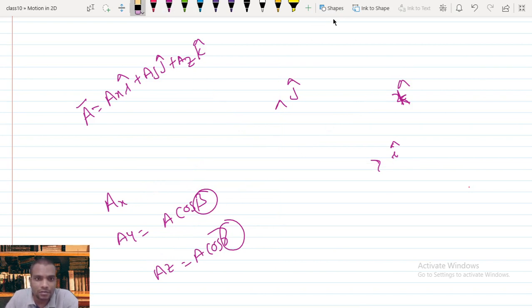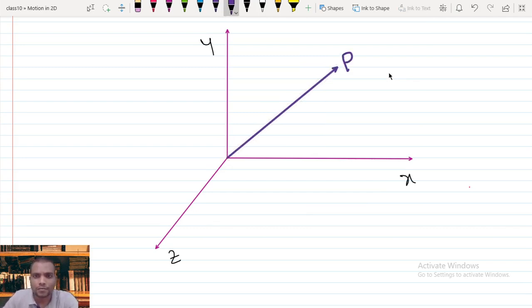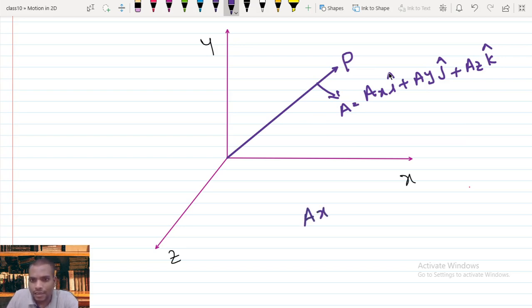To show that, I need to wipe out everything. So right now I have taken a fresh coordinate system. In this coordinate system, suppose this is my position vector. Let me draw it with a perfect arrow. So this is the position vector, and P is a location. This vector is represented as Ax i cap plus Ay j cap plus Az k cap. So I can call this vector A. Now, what is the value of Ax? Ax equal to A cos alpha. Here alpha is the angle made by the vector with the x axis. So this angle we take as alpha. And i cap is the unit vector along the x axis.